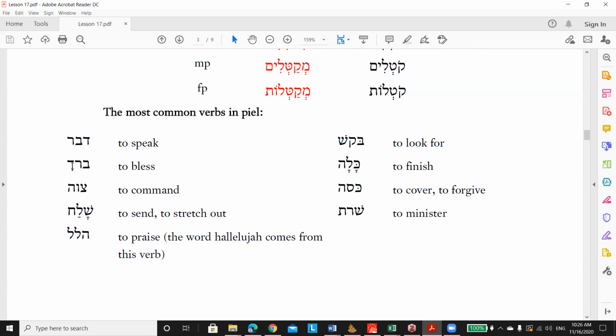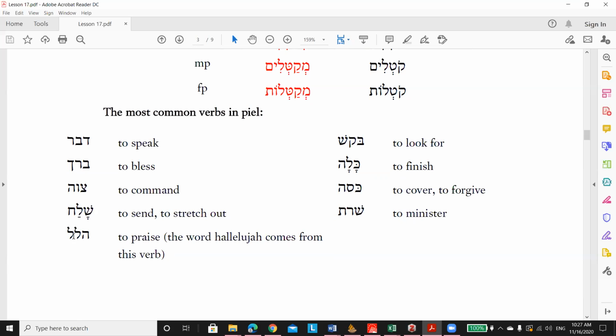Barech, to bless. Tzivah, to command. Shalach has two forms. This verb occurs in Kal, and this verb occurs in Piel as well. When it occurs in Kal, it just means to send. But when it occurs in Piel, most usually it has the meaning to send away. Sometimes the forms are interchangeable.